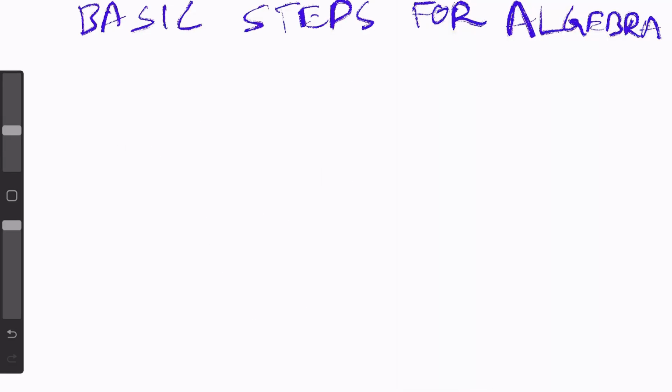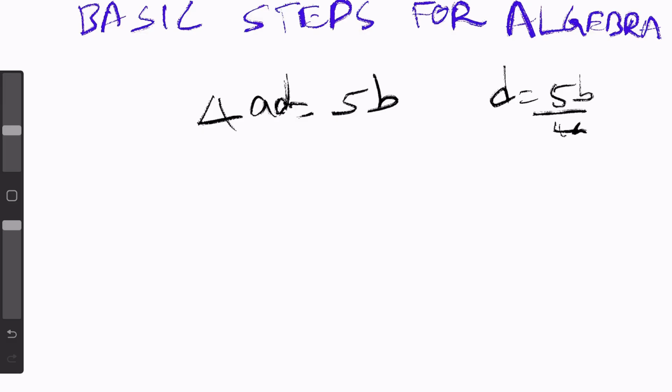Let's see one more example now. This is what we use more in equations. We solve these types of problems more. Let's see one more example, like 4a equals 5b. Let's add some more things. Let's add d: 4ad equals 5b. Now we need to know the value of d. d equals 5b by 4a.